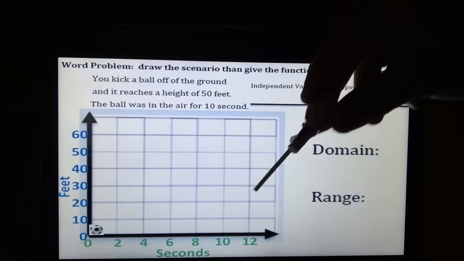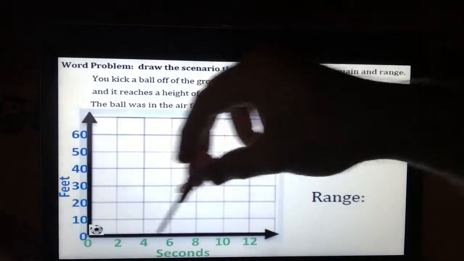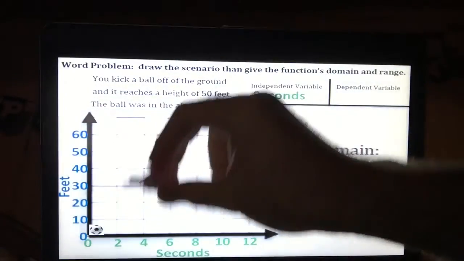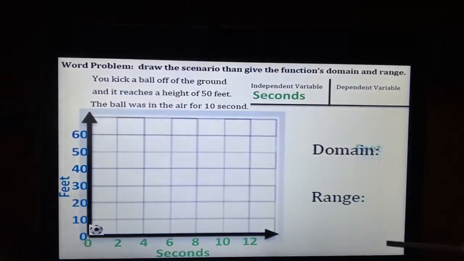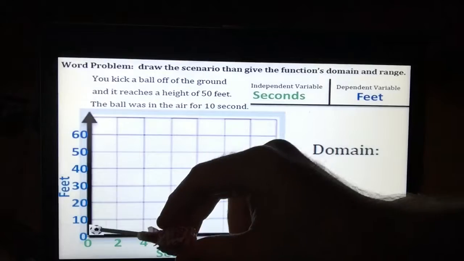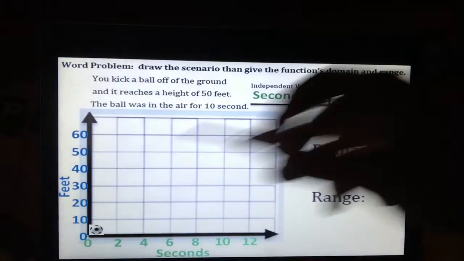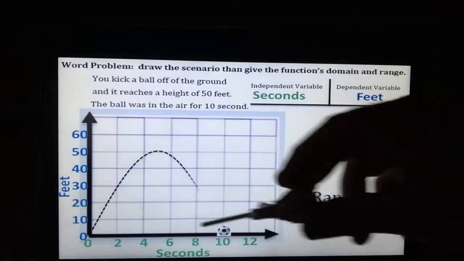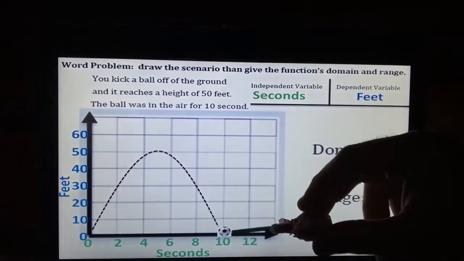Okay, so looking at this graph, we see that seconds is on the x-axis, so that has to be the independent variable. The dependent variable is always on the y-axis, which in this case is feet. Now here's the ball starting at 0, 0. What happens when you kick a ball? It goes up, and then it curves and it comes back down. Okay, now this right here would represent the path that the ball took.